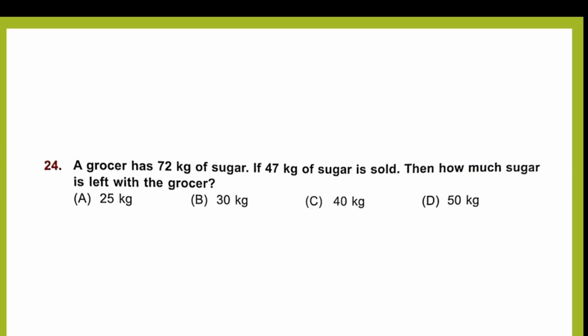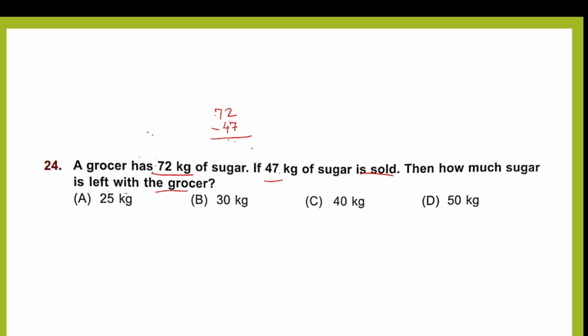Next question. A grocer has 72 kg of sugar. If 47 kg of sugar is sold, then how much sugar is left with the grocer? So the grocer has 72 kg of sugar, and if 47 kg of sugar is sold from this 72 kg, we have to do the subtraction, that is 72 minus 47, so that we can find out how much sugar is left with the grocer.